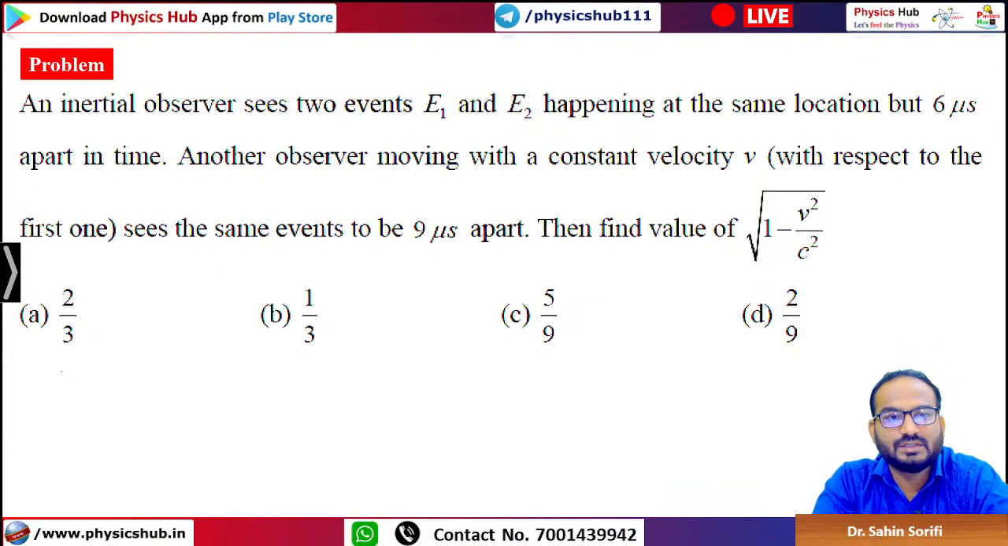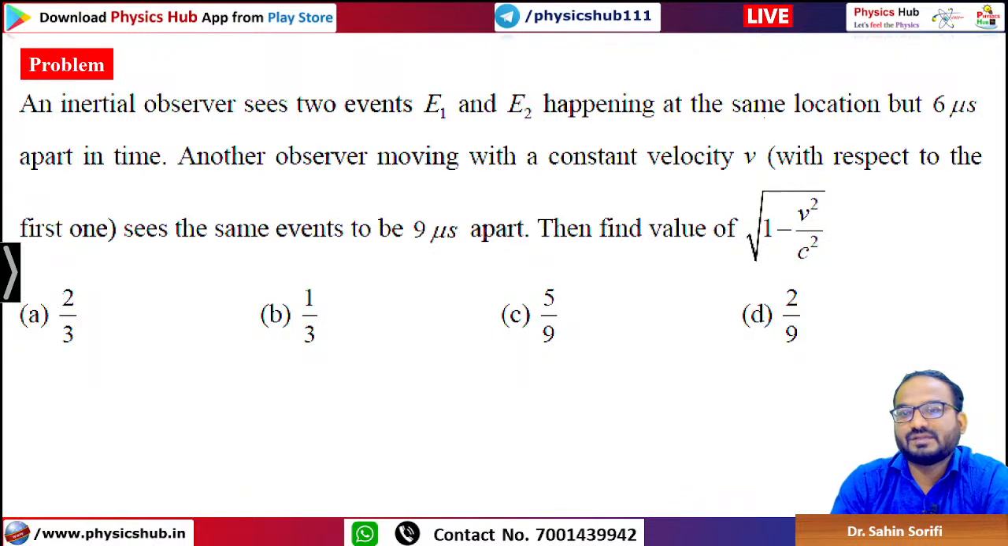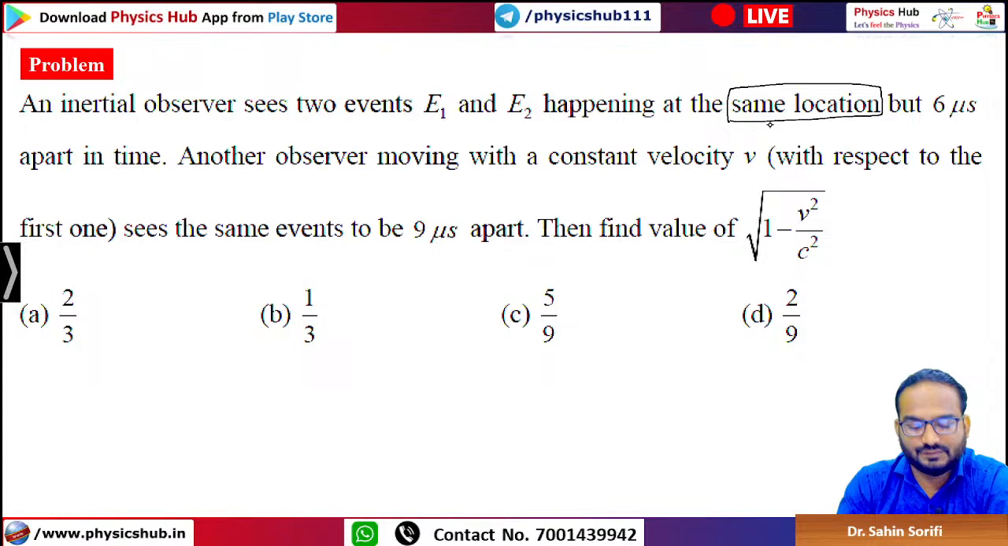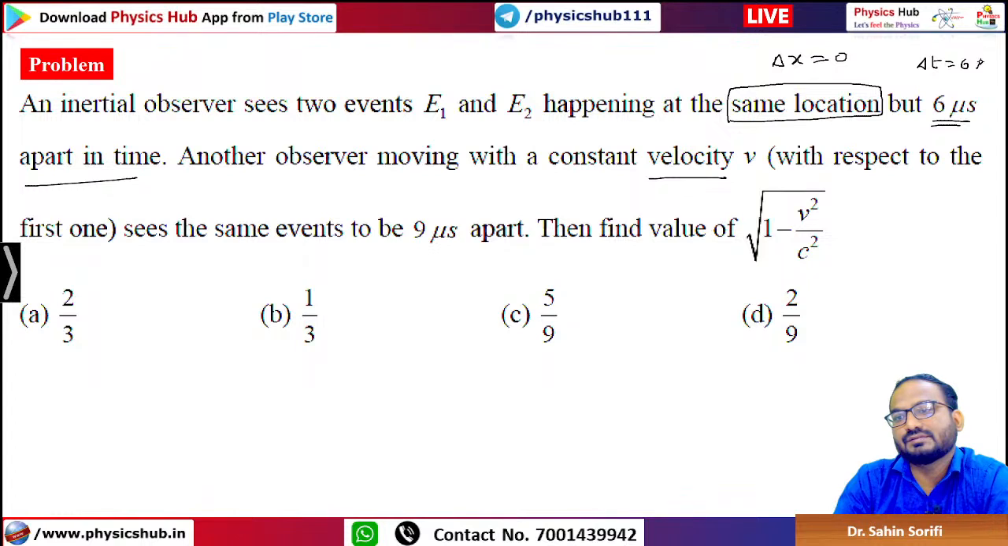Let's go to this problem. An inertial observer sees two events, E1 and E2, happening at the same location. At the same location means delta x, or delta x prime, whatever frame it is, is 0. But 6 microseconds apart in time. So delta t is equal to 6 microseconds. Another observer moving with a constant speed. Whenever you see a moving frame, it is the S prime frame.